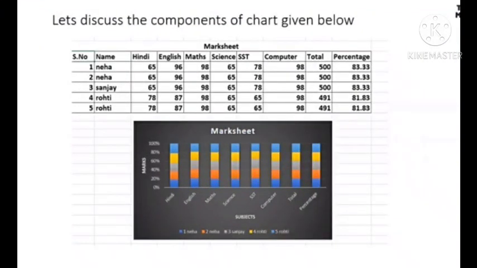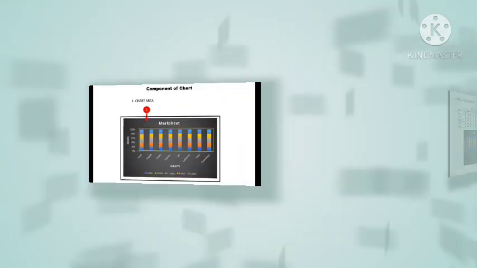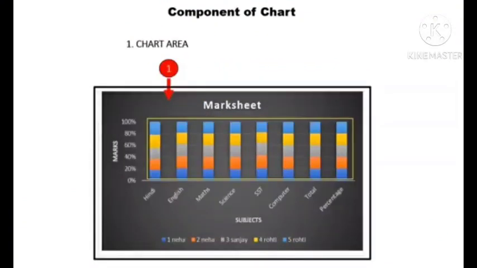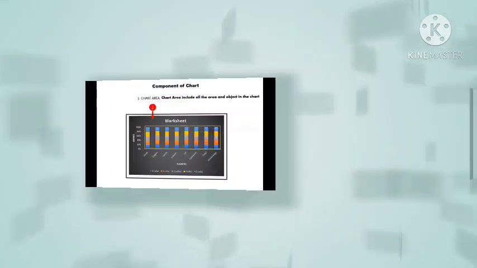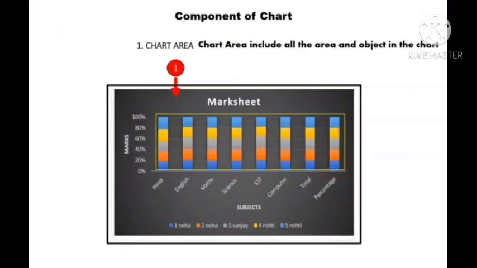Now you can see over here we have a tabular form and a graphical form of the marks of the children. Over here we are going to discuss the components of a chart. Now the first one is the chart area. The area where the chart is placed is called the chart area. The chart area includes all the area and objects in the chart. You can see here in the picture the chart area.